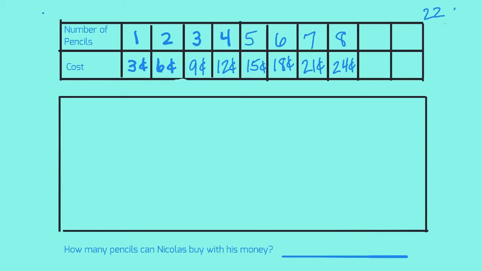I think we can stop there because how much money did Nicholas have? Nicholas had 22 cents. Can he buy 8 pencils? I don't think so. So how many pencils can he buy with his money? He can buy 7 pencils. So another way we could look at this is if we knew we had 7 pencils times 3 cents a pencil equals 21.